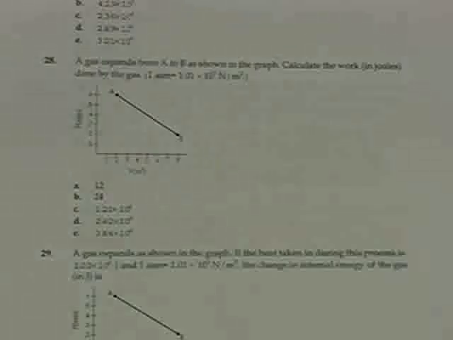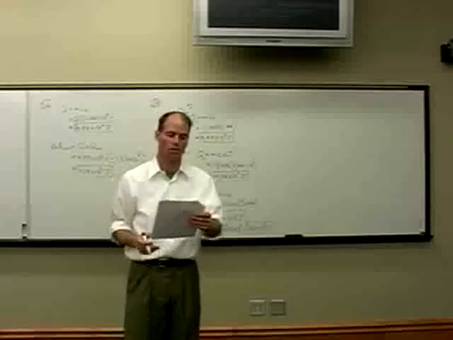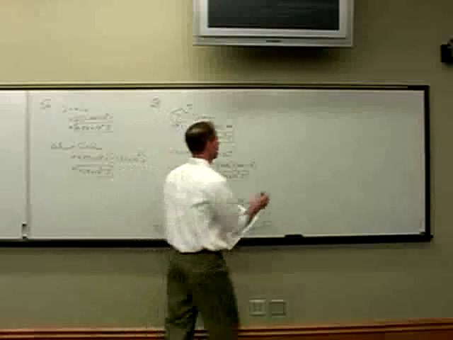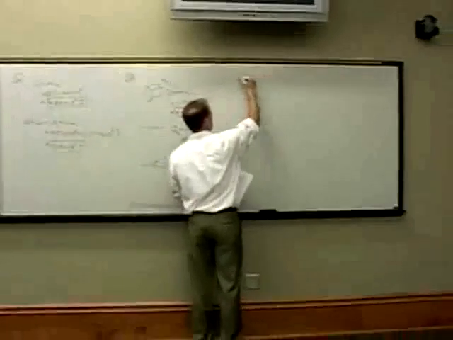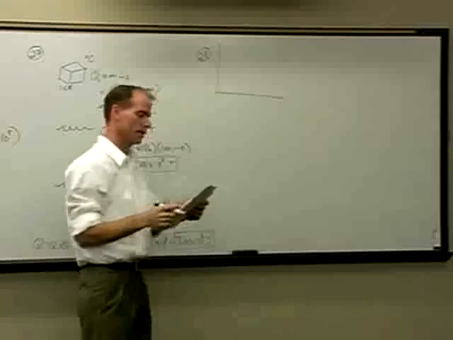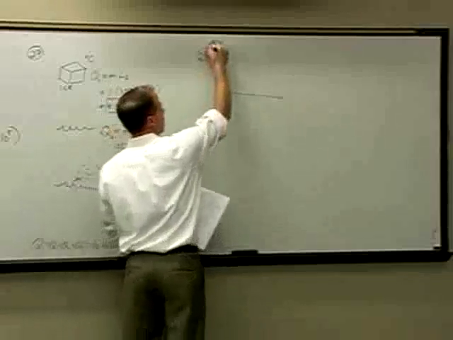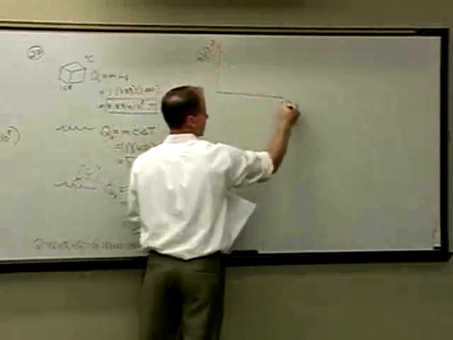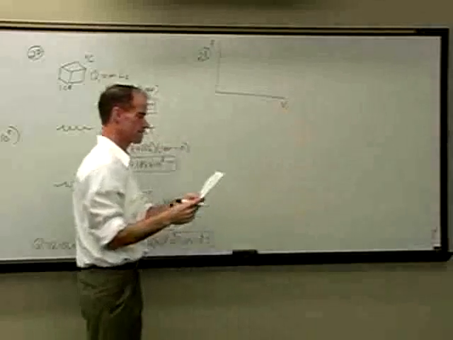Problem number 28. A gas expands from A to B, as shown in the graph. Calculate the work in joules done by the gas. 1 atmosphere is equal to 1.01 times 10 to the 5 newtons per meter squared. Well, we're given a graph. This is problem number 28, and it's really a PV diagram. We've got pressure on the y-axis and volume on the x-axis.